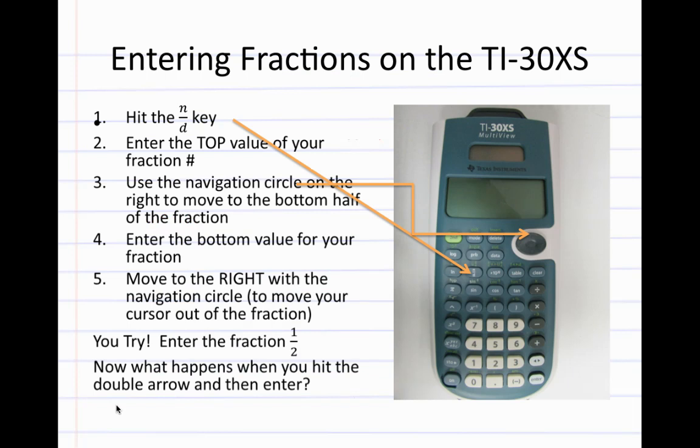Entering fractions on the TI-30XS, hit the N over D key, enter the top value of your fraction, and use the navigation circle on the right to move to the bottom half of the fraction. Then you're going to enter your bottom value. Next, move your cursor to the right and make sure your cursor is not in the fraction. You try. Enter the fraction 1/2.